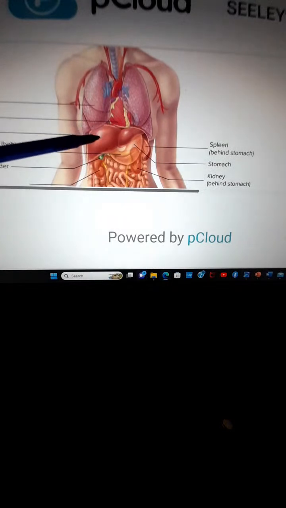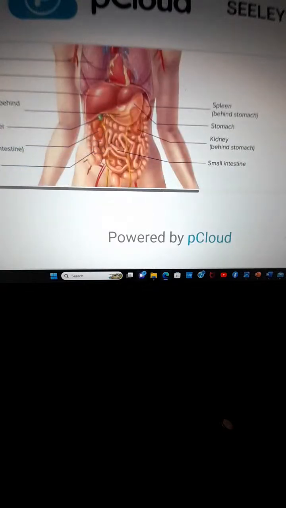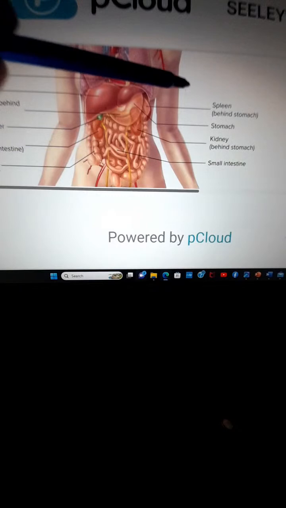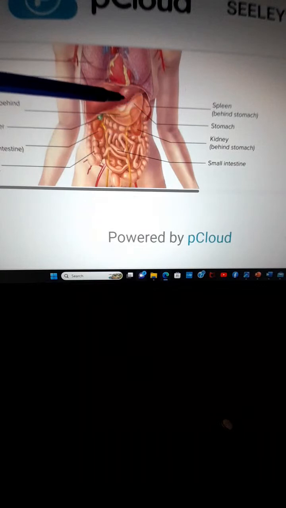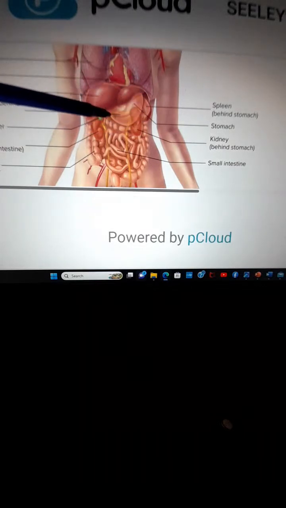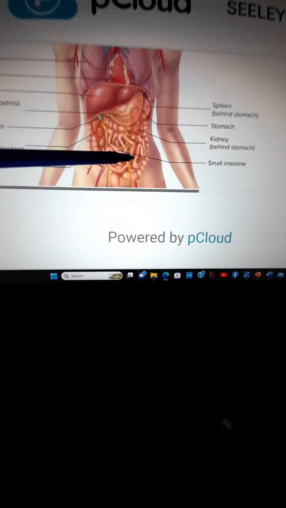Here is the liver. And the pancreas is behind the stomach. And your gallbladder, your kidney, and your large intestine. Here is your spleen, your stomach. This little thing right here, that's your stomach. The kidney, this is the kidney. And then the small intestine.